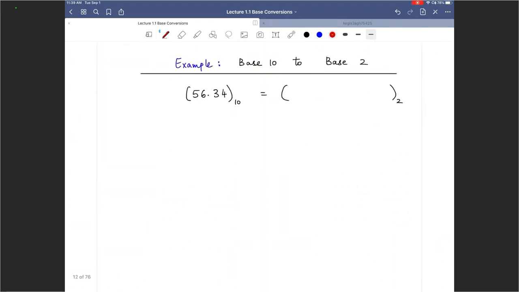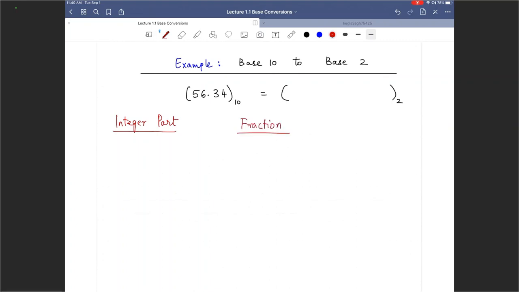Let's do this. How do you convert base 10 to binary? Now the number is a fraction. So we need to be a little bit careful because we cannot simply just, if it was just 56, we would just keep dividing it by 2. But because we have a 0.34, then we need to deal with it slightly differently. So I'm going to do this in 2 separate parts. One is going to be my integer part and the other is going to be the fraction part. So let's do the integer part here, and fraction part here.